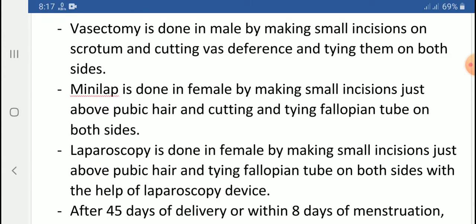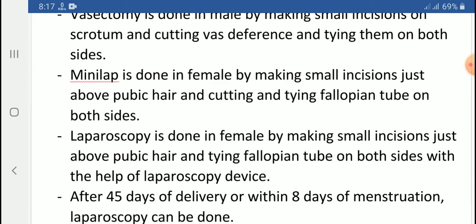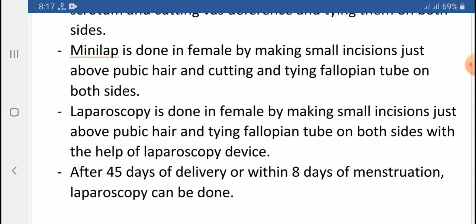Similarly, Minilap and laparoscopy are the permanent methods for females. Minilap is done by making a small incision just above the pubic hair and cutting and tying the fallopian tube on both sides. Remember, cutting and tying the fallopian tube on both sides, that is Minilap. And laparoscopy is done by making a small incision just above the pubic hair and tying the fallopian tube on both sides with the help of a laparoscopy device. So you know the difference between Minilap and laparoscopy. Both are permanent methods of female contraception.